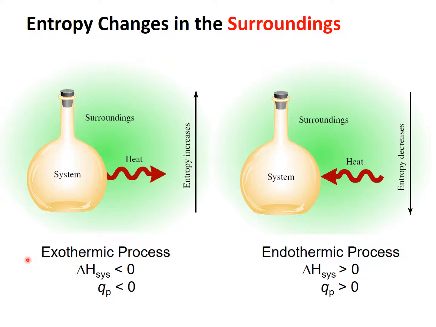In an exothermic process, heat is transferred from the system to the surroundings, and therefore, according to our convention, delta H of the system and the heat at constant pressure is negative. By contrast, for an endothermic process, heat is transferred from the surroundings to the system, and so according to our convention, delta H for the system and Qp is positive.